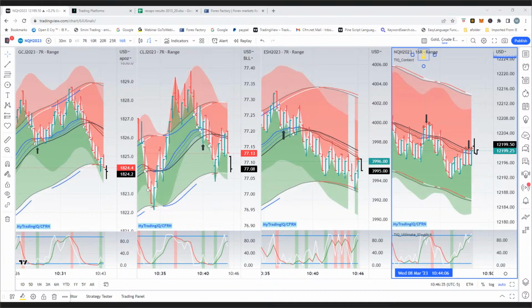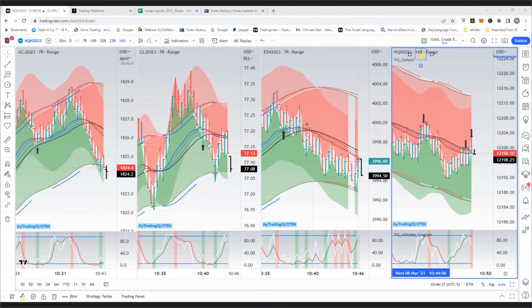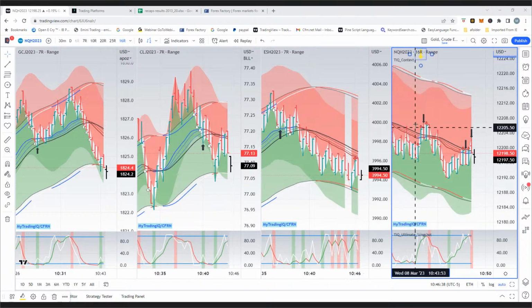Can you use these same templates on NinjaTrader 8, Vishal? No, you can't. I only have this for TradingView. I don't have it for NinjaTrader or DT Pro.